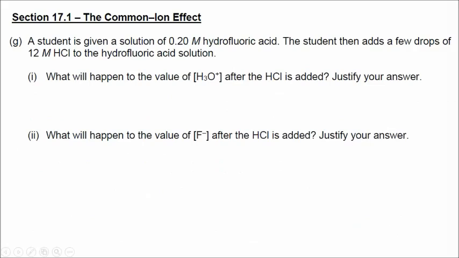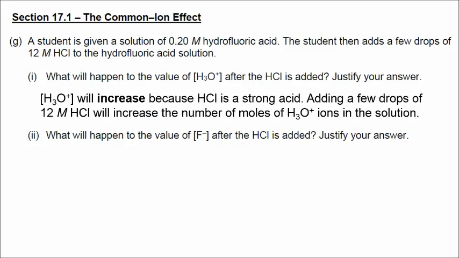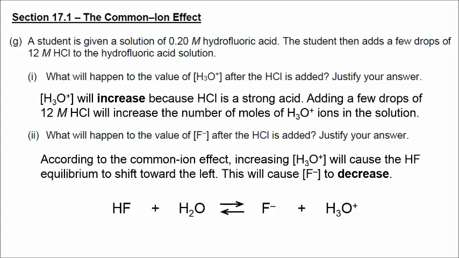Here is another example of the common ion effect. We have a solution of a weak acid, 0.2 molar hydrofluoric acid, and then a few drops of 12 molar hydrochloric acid are added. Now, since hydrochloric acid is a strong acid, after the HCl is added, that's going to cause the value of the hydronium ion concentration to increase because we're adding more moles of a strong acid. But then the fluoride concentration is actually going to decrease. This is again because of the common ion effect. Additional hydronium ions will cause this equilibrium to shift toward the left, thereby decreasing the concentration of fluoride.